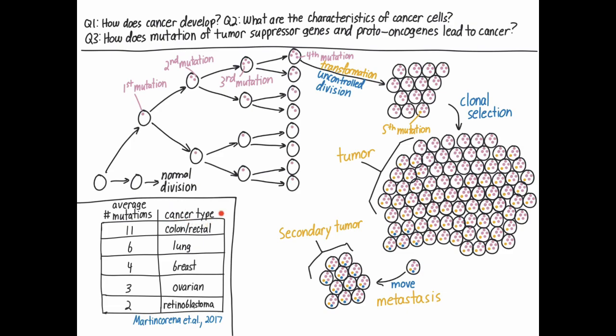Different types of cancers require different numbers of mutations to develop. On average, it's 11 for colorectal cancers, 6 for lung cancer, 4 for breast cancer, 3 for ovarian cancer, and 2 for retinoblastoma, an eye cancer that we'll discuss in detail later.